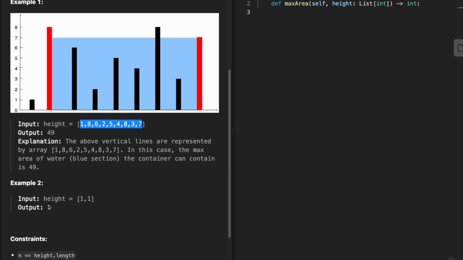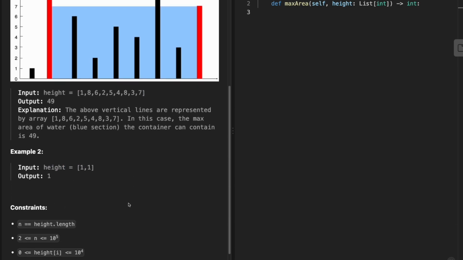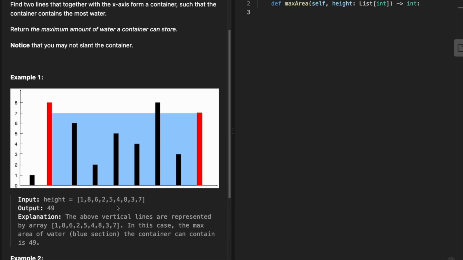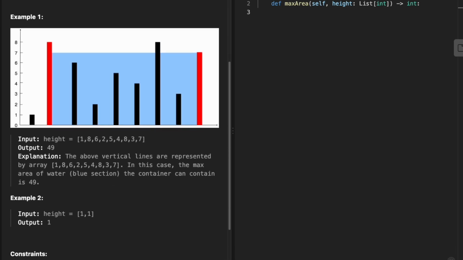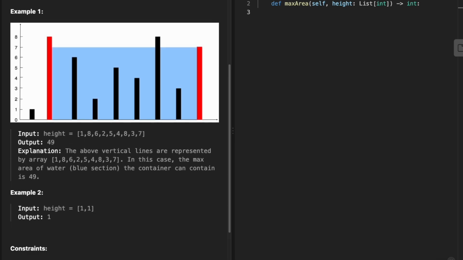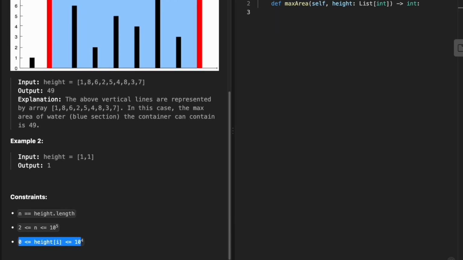So we're looking at this again. We have height 1, 1, height.length is equal to n. Okay, this array has n elements. n is between 2 and this. Okay, height can be a very large number.